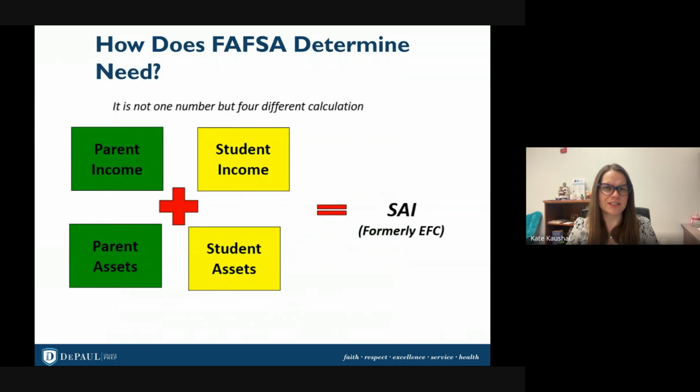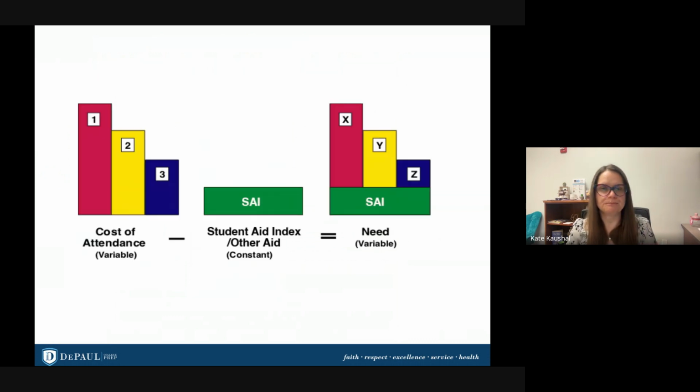So how does FAFSA determine this need? Unfortunately, it's a little complicated. It's four different calculations. They take the parent income, the student income, the parent assets and the student assets. And then they come up with an SAI, thinking, okay, based on the discretionary income you might have left after bills, after having kids in private school, this would be your SAI, which would calculate your need. So that's your student aid index, and you would only have that number if you filled the FAFSA out.